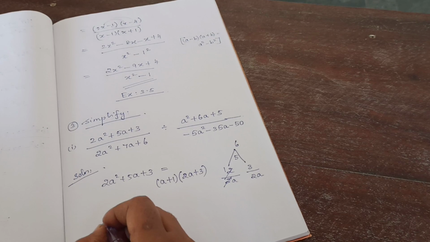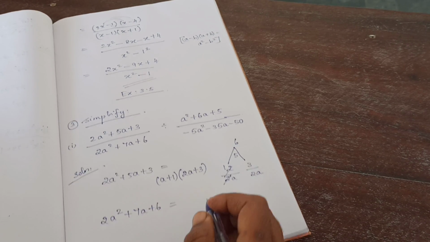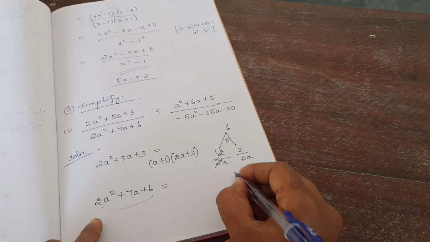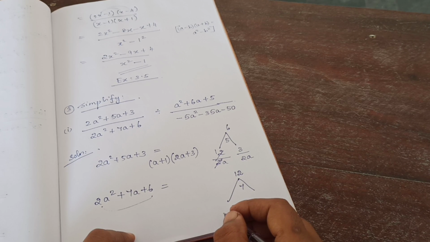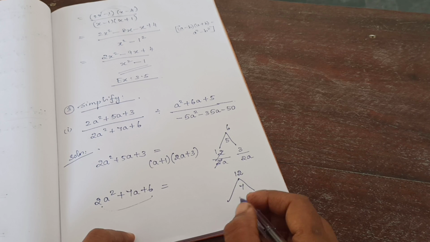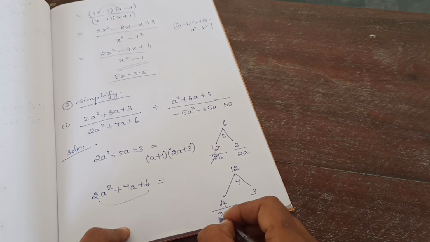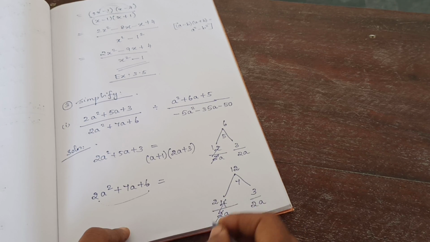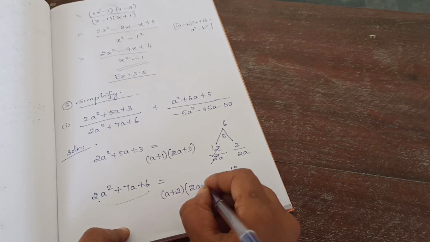Then what is the next term? 2a square plus 7a plus 6, which is equal to. What is the multiplication factor here? 2 sixes are 12 and here 7. So when we multiply two numbers, we need to get 12. When we add those two numbers, we need to get 7. So 4 threes are 12. Correct? So divided by 2a, here also 2a. While cancelling, this is 2. So a plus 2 into 2a plus 3.